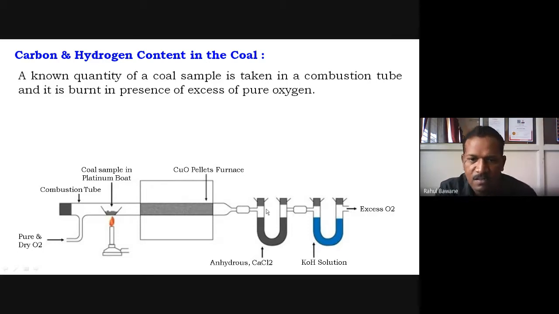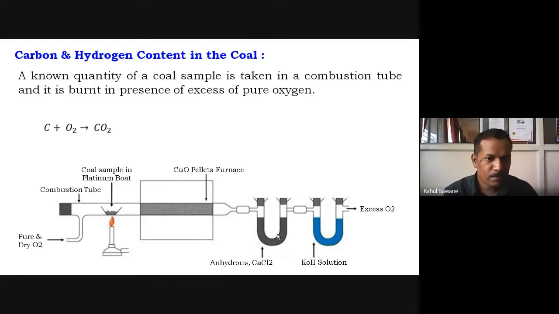Then these CO2 and H2O pass through the first U-tube, where H2O gets absorbed, and then the second U-tube, where CO2 gets absorbed. Once we observe that all the coal has burned, we stop the experiment and weigh the U-tubes separately. Now, how do the reactions take place?